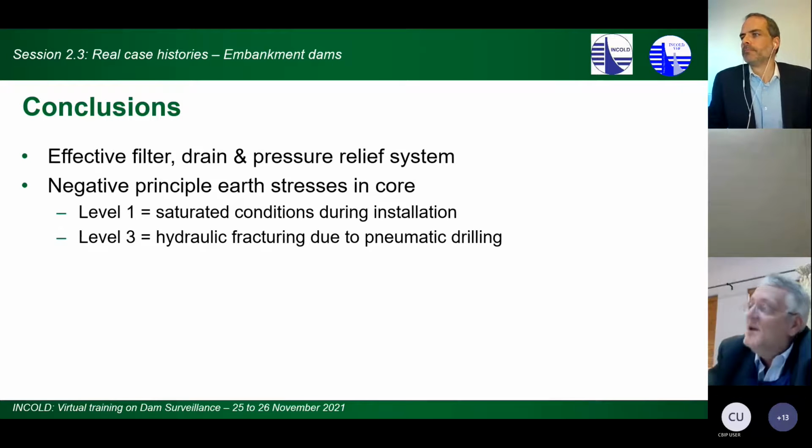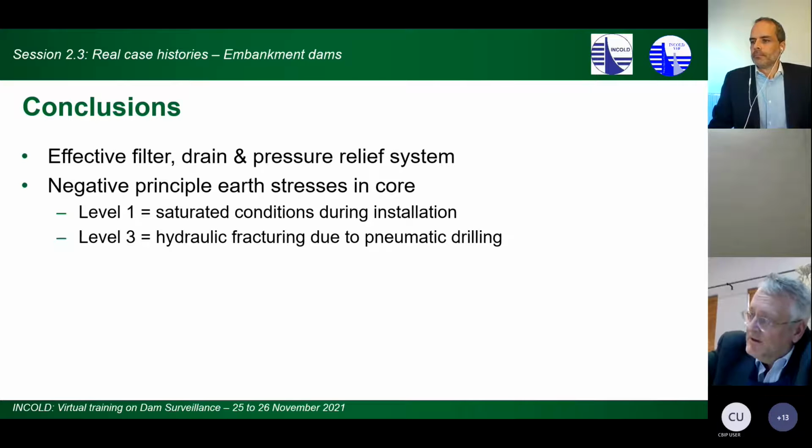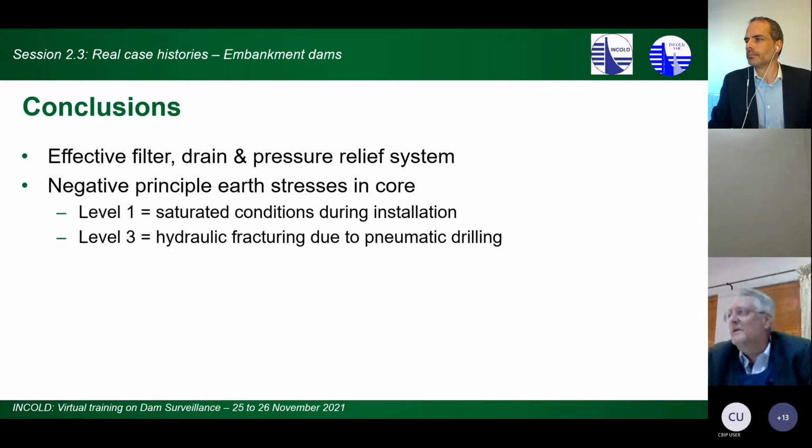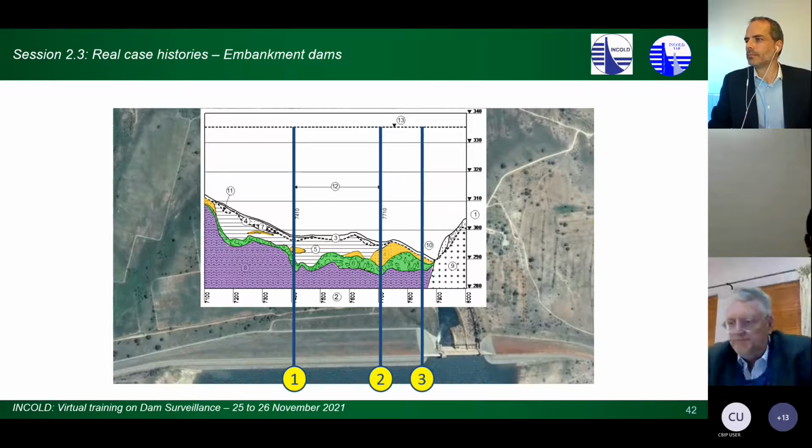People still do it. But here is an example that proves that you will get hydraulic fracturing if you go and do pneumatic drilling. And it doesn't disappear. It stays there for the whole lifespan. Okay. So just the final one. This will just take a minute, Manuel.